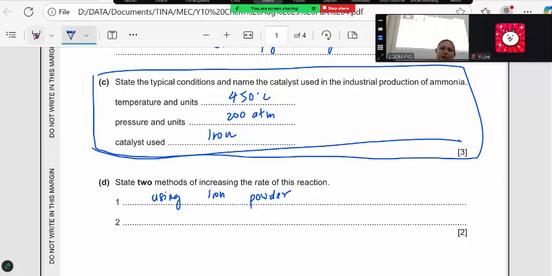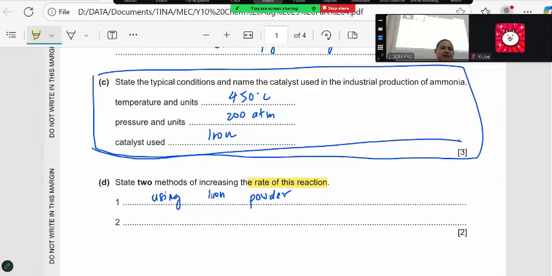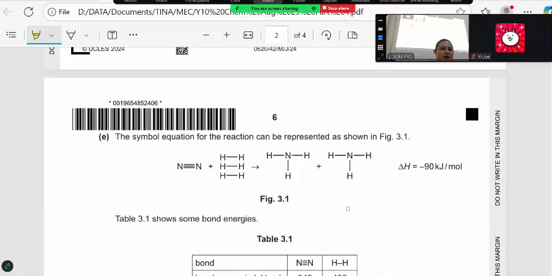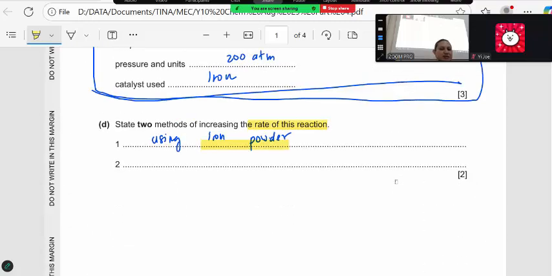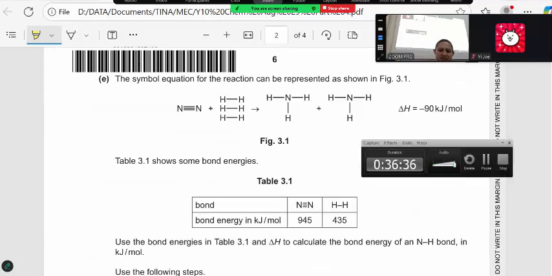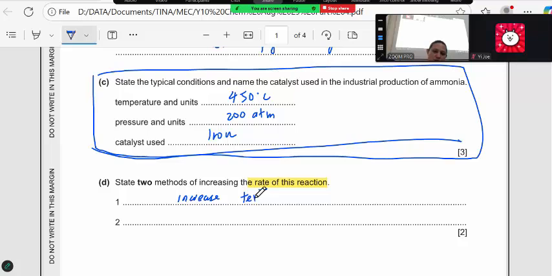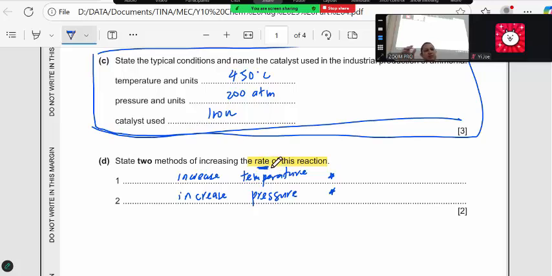So this question is about rate. I want you to think about this one. I already gave you one: large surface area using iron powder. While you are thinking, I want you to do this one. Do you remember how to do this one? Do this one while thinking about that. Come on, you can do it. Yeah, that's the easy one. Please increase temperature, increase pressure. Because the iron is already in powder, so cannot. Can you add this too, please, in the answer? Okay? This is to increase the rate.